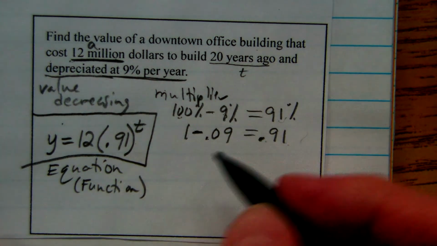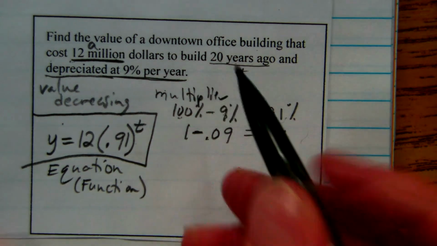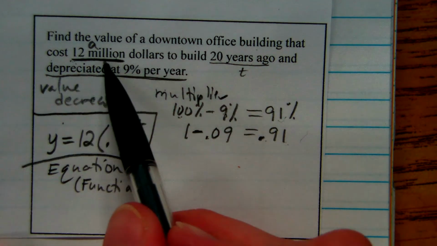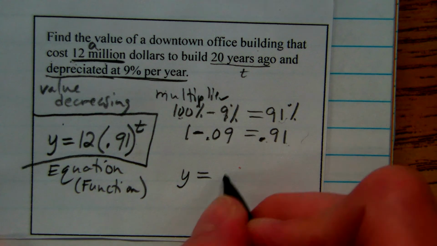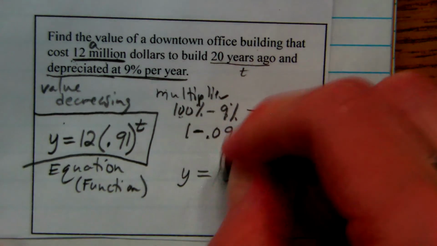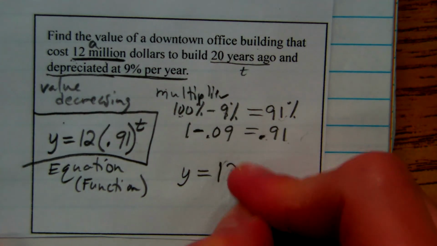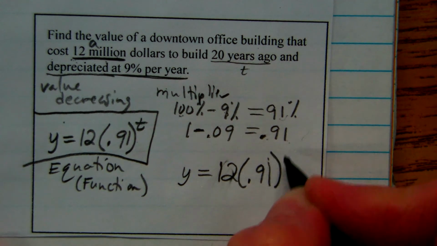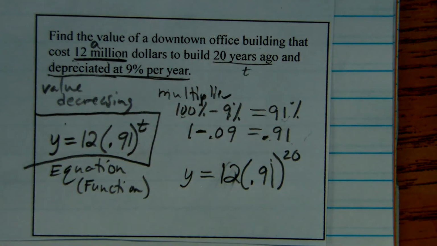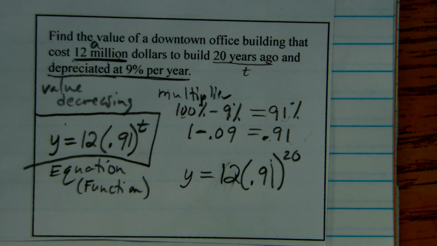All right, so then if we want to know after 20 years, it was worth 12 million 20 years ago. We want to know how much it's worth now. We're going to go ahead and put 20 in for our time. So we started with the 12 million. We're just going to use 12 to represent that. 0.91 and then to the 20th power. So I'm going to put that in. So 12 times 0.91 to the 20th.